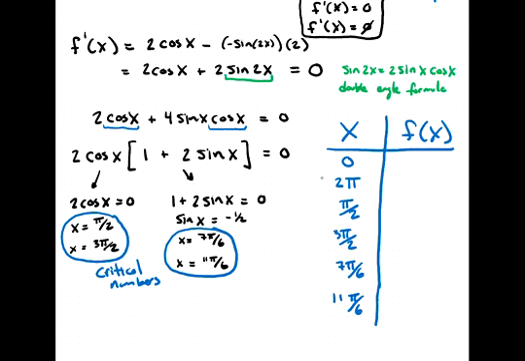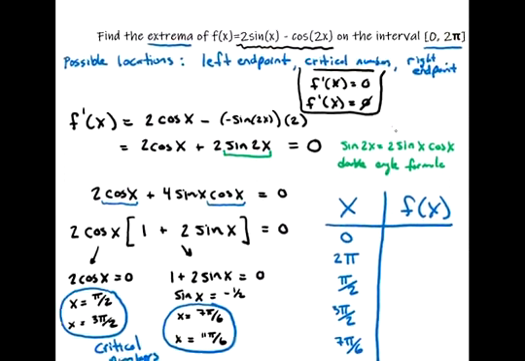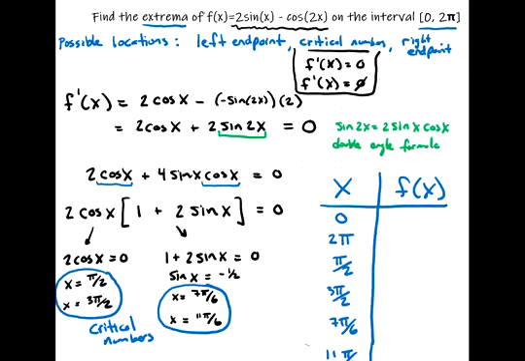Okay, so we need to plug these values back, not into the derivative, but into the original function. Okay, and our original function is up here, the 2 sine of x minus cosine of 2x. So if we plug in 0 for x, so 2 times the sine of 0 minus the cosine of 0, well, the sine of 0 is 0, and the cosine of 0 is 1.